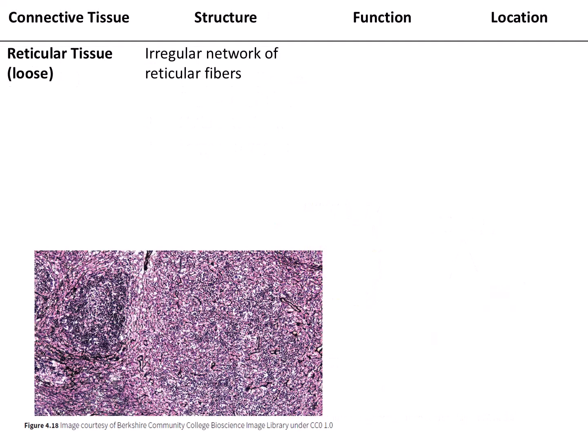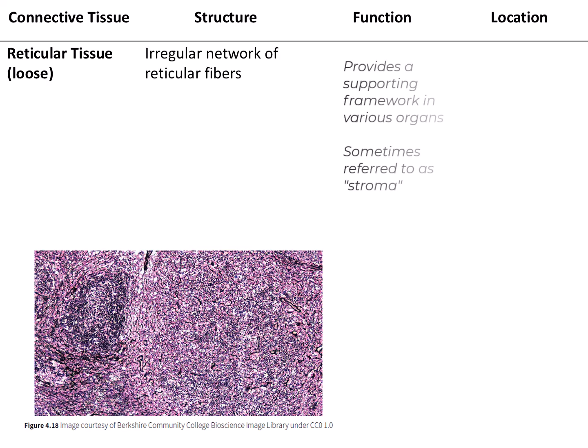Reticular tissue is another type of loose connective tissue that consists of irregular networks of reticular fibers. Reticular fibers provide a supporting framework for various organs and is sometimes referred to as the stroma of the organ.